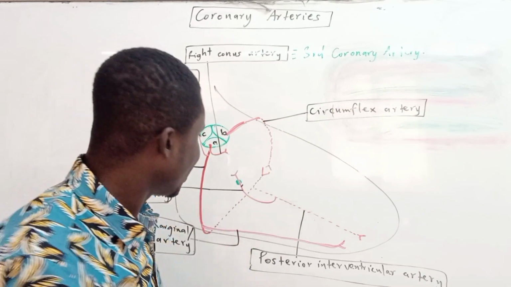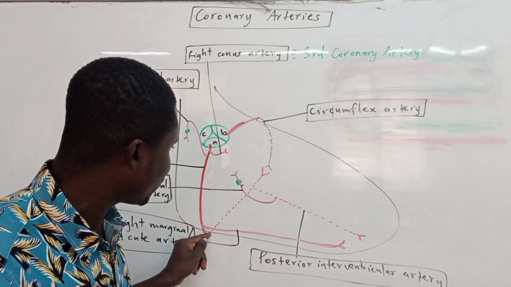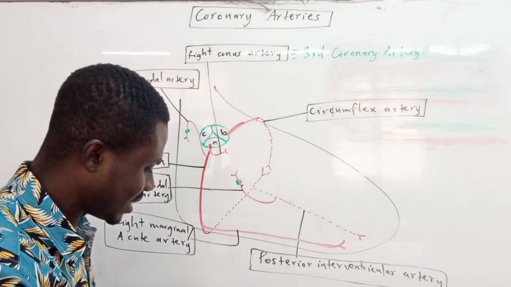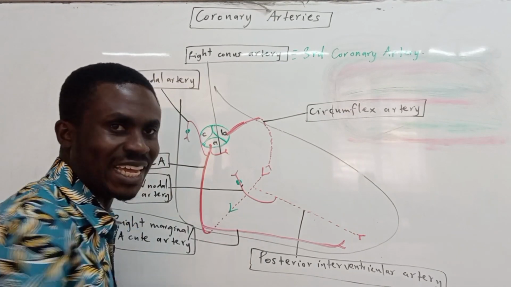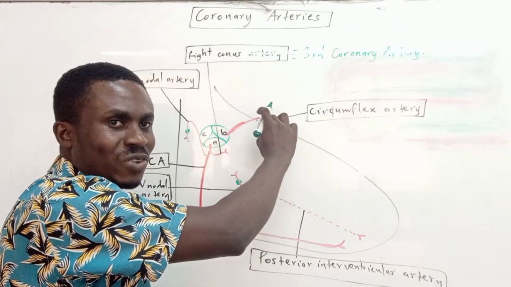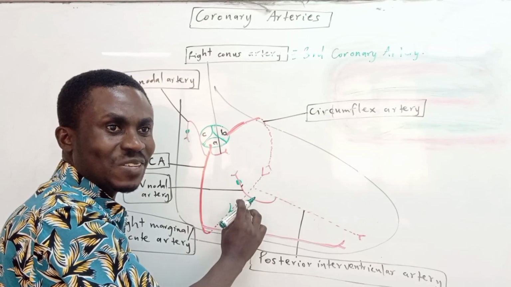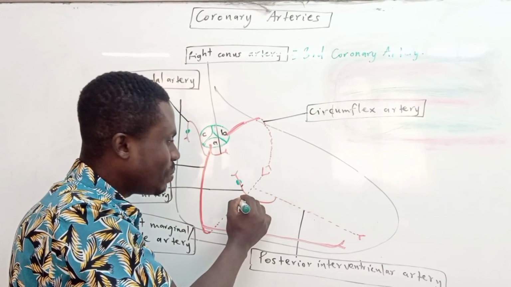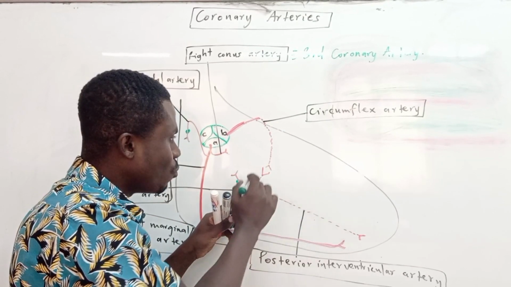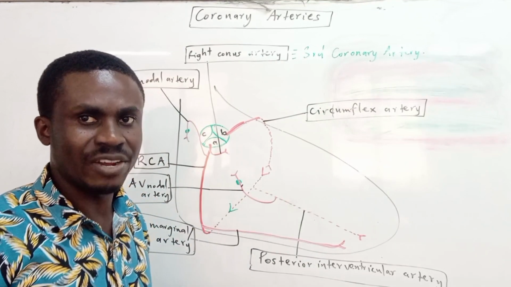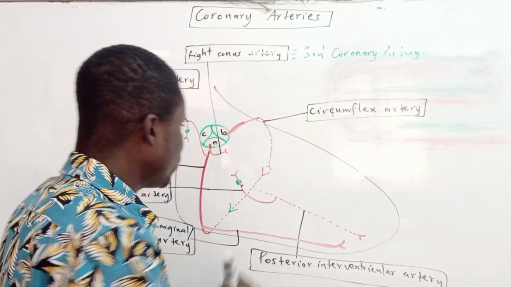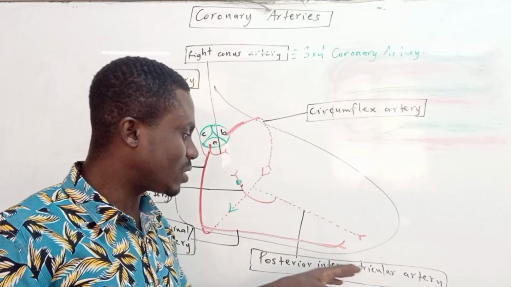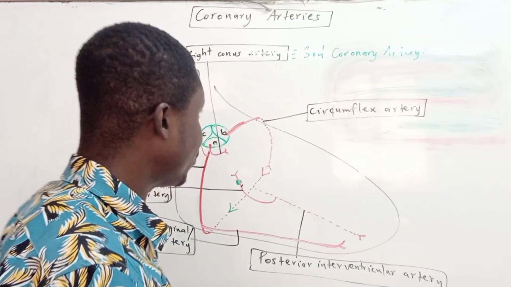Now, under what condition? That is in situations where the right coronary artery doesn't extend this far. Maybe it gets here and it ends. Assuming it gets here and it ends, and then the circumflex artery runs all the way downwards to this point. I hope you follow what I'm doing. When that happens, it means that this posterior interventricular artery will be a branch of the circumflex artery. But sometimes too, if they come to almost the same extent, then both of them will contribute to the formation of this posterior interventricular artery.